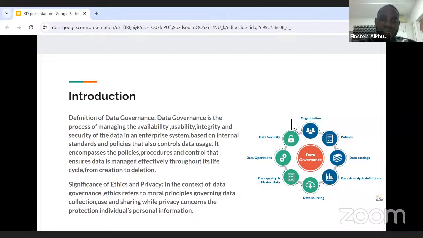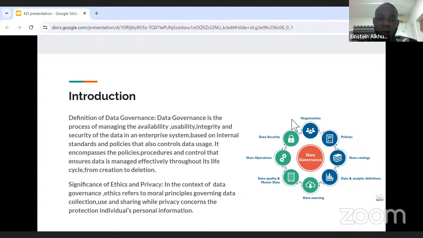And now, what is ethics? Ethics simply refers to the moral principle governing data collection, use, and sharing. For example, when you sign up for Facebook, they will tell you the terms and conditions, what they need to do, how they will manage your data, and what they will not do. So the process by which Facebook gets our data, the moral principle by which they get it, is basically the ethics in data governance.